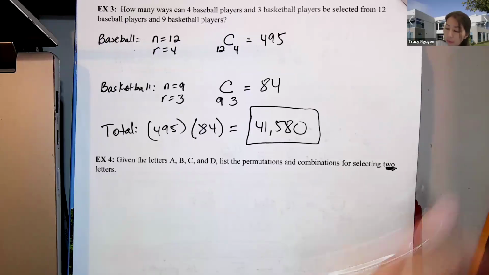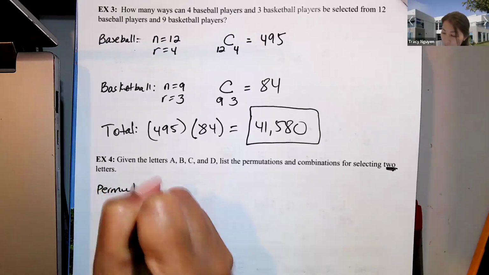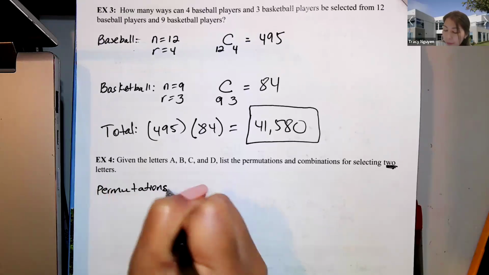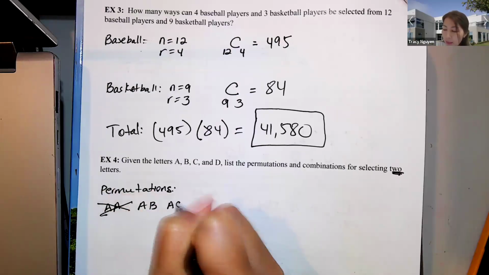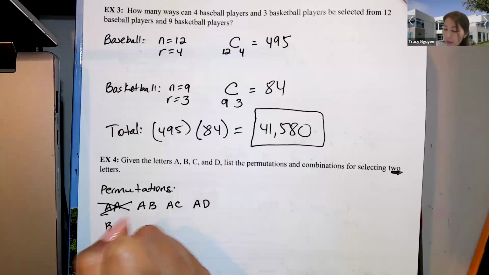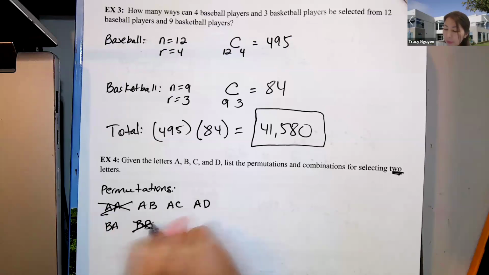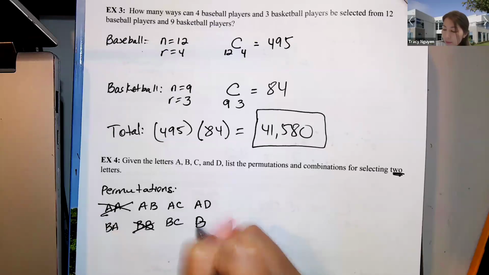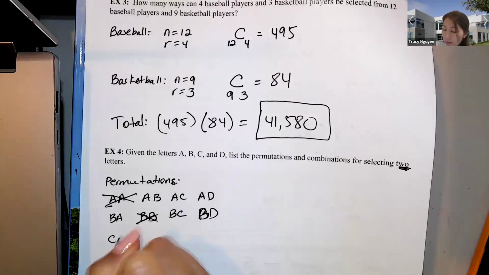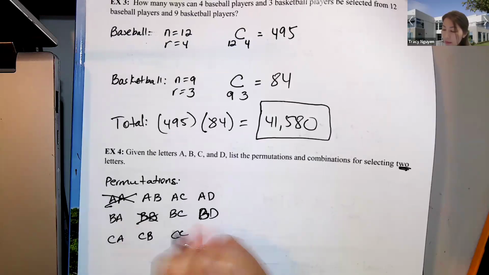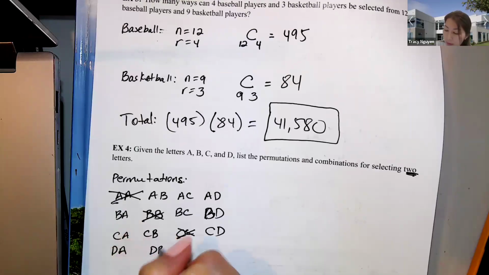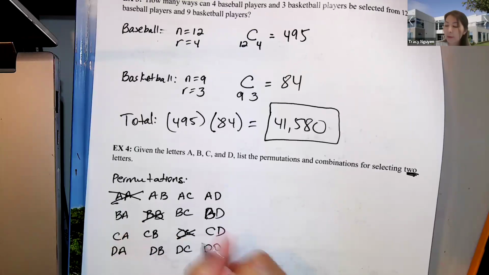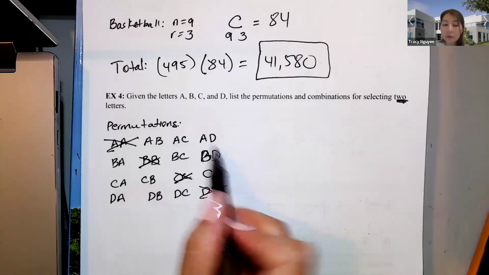Okay, so with permutations, what do we have? We cannot have A and A, but we can have AB, AC, AD. We have BA, we cannot have B with B, but we have BC, BD. We have CA, CB, we cannot have CC, it doesn't make sense, but we can have CD. We can have DA, DB, DC, but we cannot have DD. These are the permutations of 2 letters.